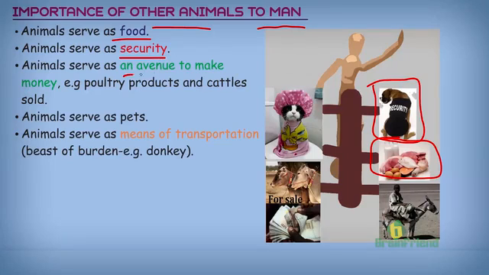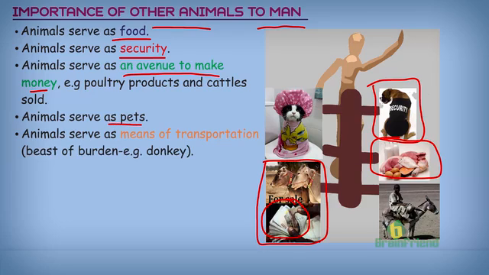It also serves as an avenue to make money. For example, our poultry products, cattle, like we can see here, these animals are for sale. When they are sold, the money, the owner uses it for something else. So it serves as an avenue to make money.